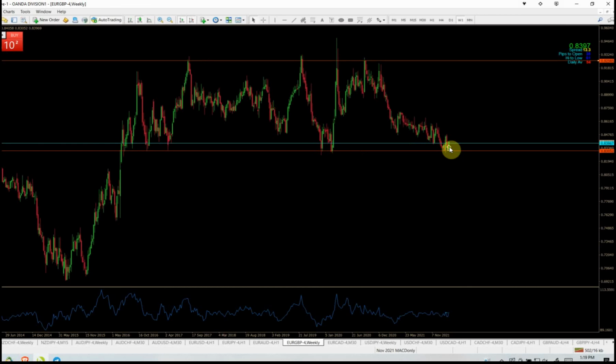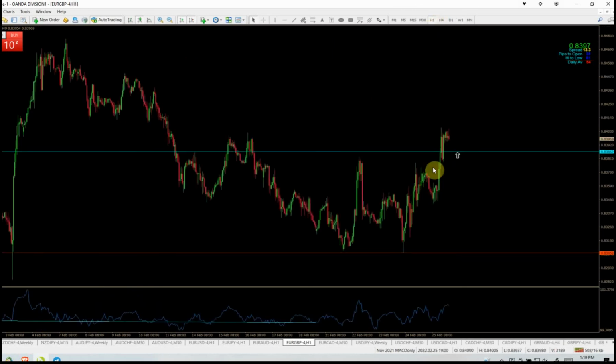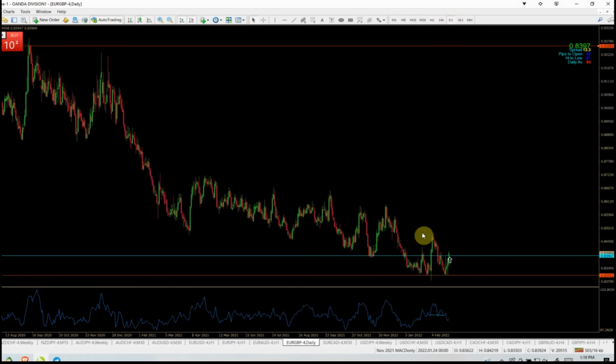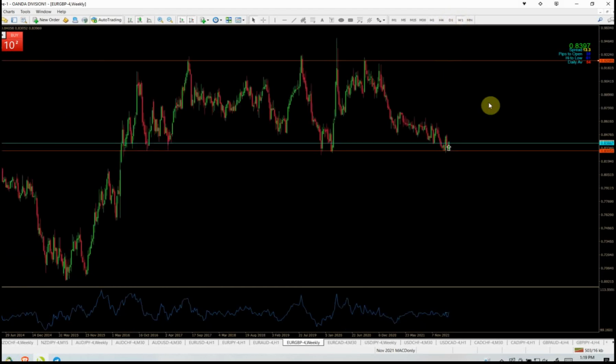So now you can see recently we came down here and we tagged the bottom end of this weekly zone right down here, and we do appear to be going up again. If we go to a shorter time frame, here's that line. You can see we came right to it and now heading back up. So I'll be looking to establish long positions on the Euro Pound going forward, just based on this pattern alone.